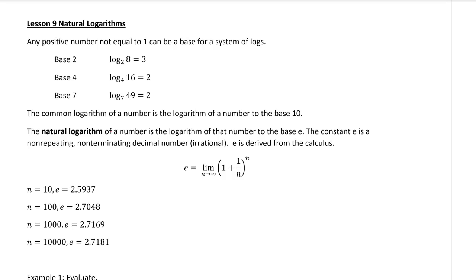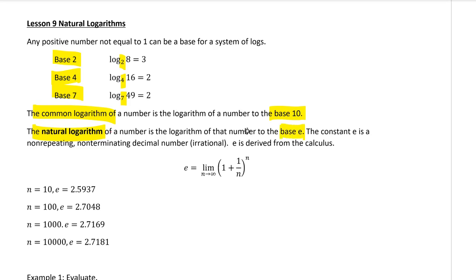But there are such things as what are called the natural logarithm. So again, common logarithm is base 10. All of these other bases we have to specify. So base 2 is 2, base 4 is 4, base 7 is 7. But the natural logarithm is base e.